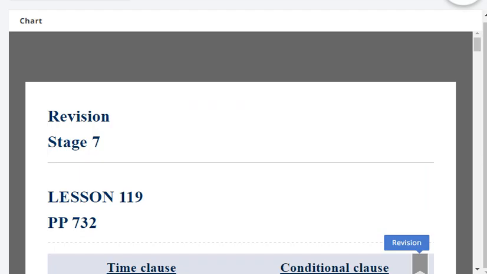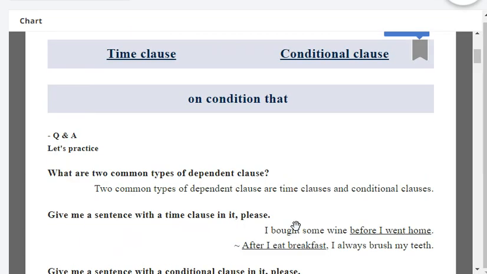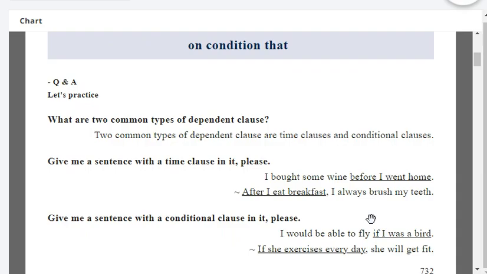Okay, so let's have revision. Here we go. What are the two common types of dependent clause? Two common types of dependent clause are time clauses and conditional clauses. Right?